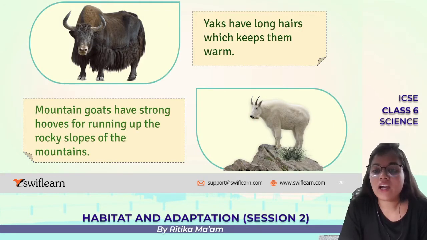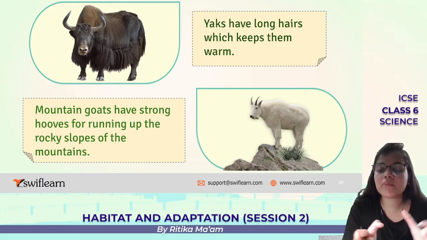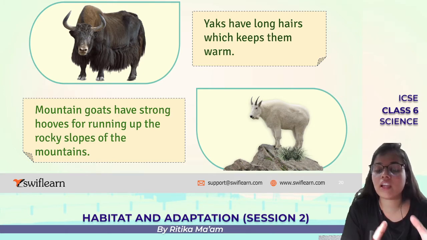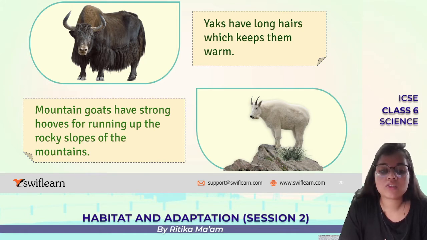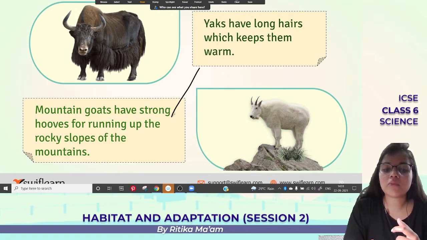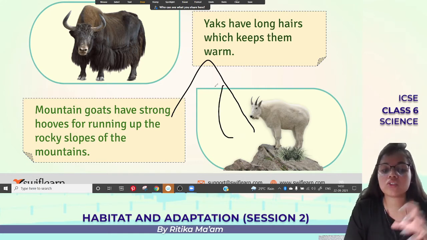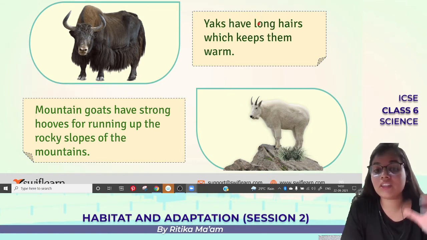Next, talking about the yak. The yak also has long hair. This hair keeps the heat in, and does not allow the heat to radiate out, and that is how these animals keep themselves warm in very chilled and cold weather. Similarly, talking about the mountain goats, how are they adapted? Their hooves are very strong. Since mountains have this kind of shape, the mountain goats need to travel, right? So their hooves are very strong so that they can hold the rocky slopes of the mountain and move comfortably without falling down.